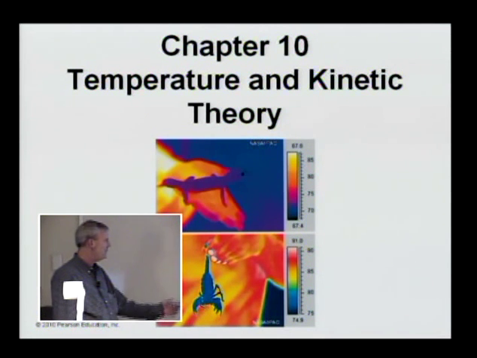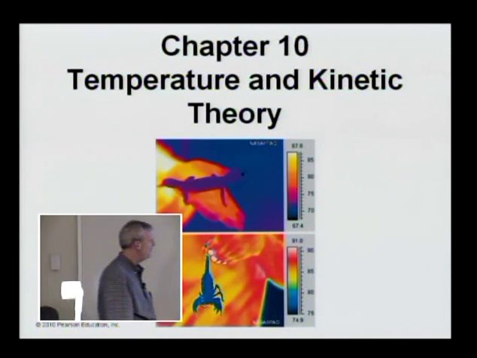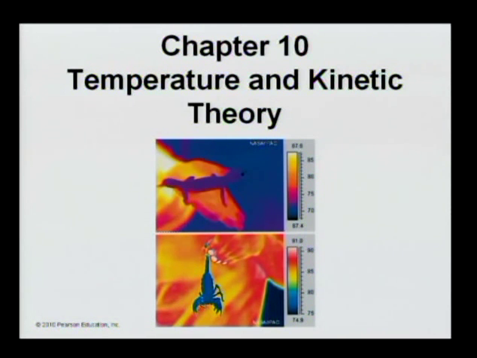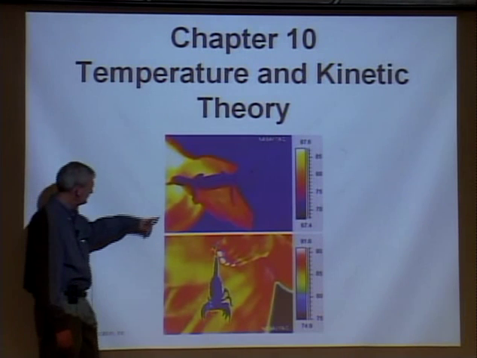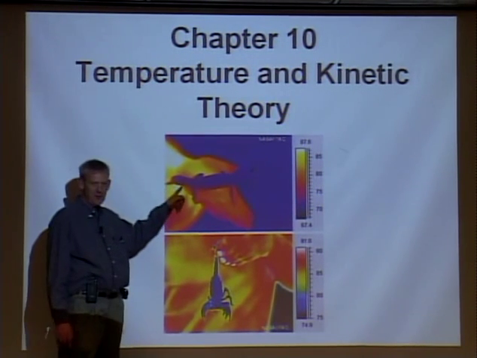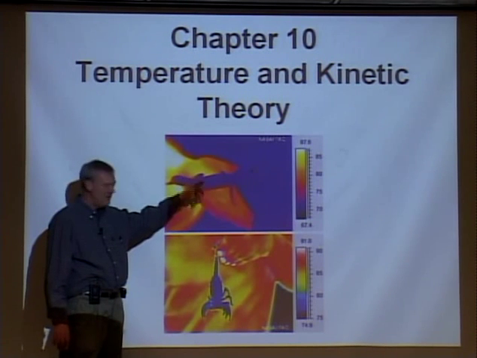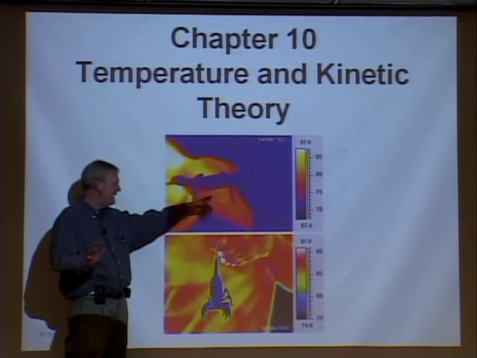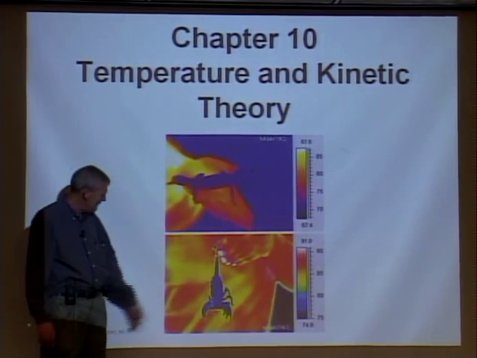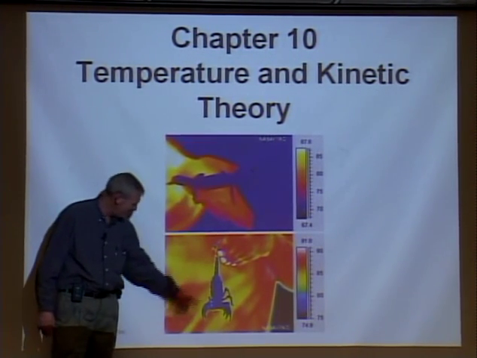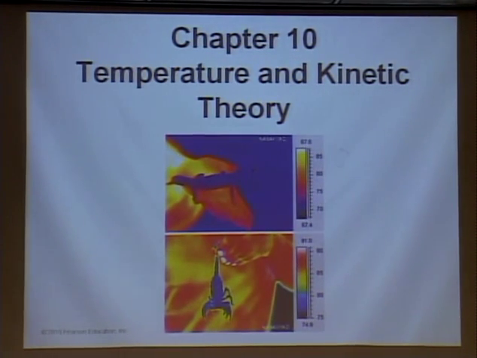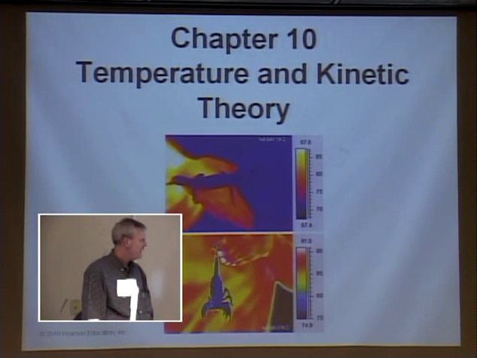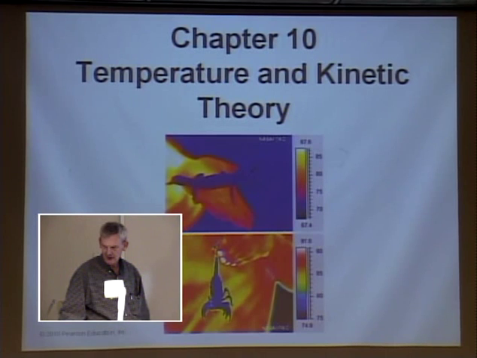Okay, so this is temperature and kinetic theory. This is kind of a cool picture, I thought. It's looking at this through infrared glasses or something. Here's a little gecko in somebody's hand. He's cold-blooded, so he's the temperature of the room. He's not the 98 to 100 degrees of the human hand. And of course, they're not quite holding the scorpion the way they're holding the gecko here. And he's also cold-blooded. Cold-blooded creatures take on the same temperature as whatever's outside.